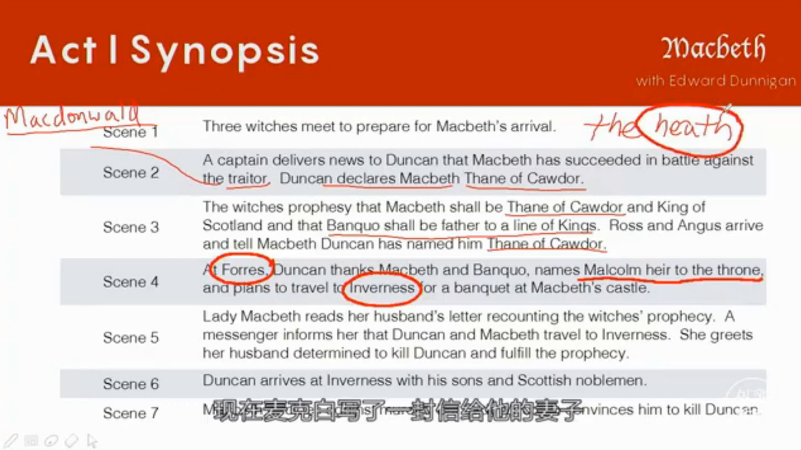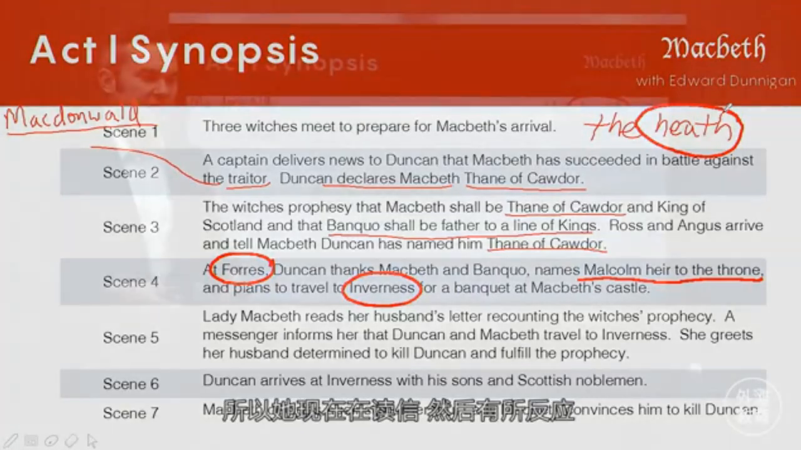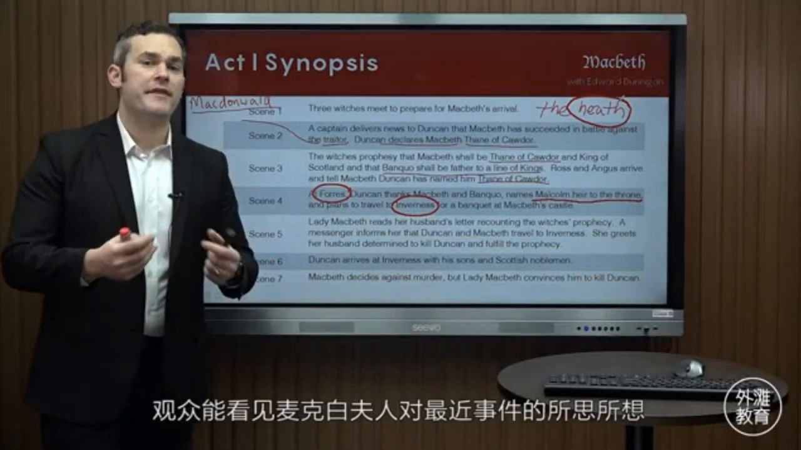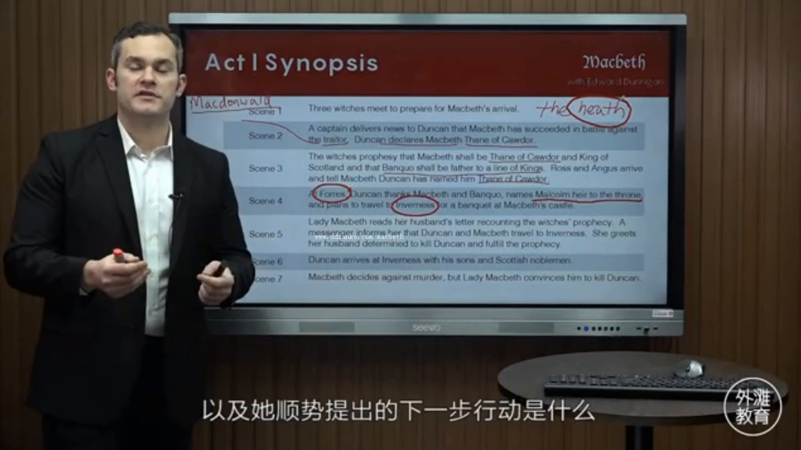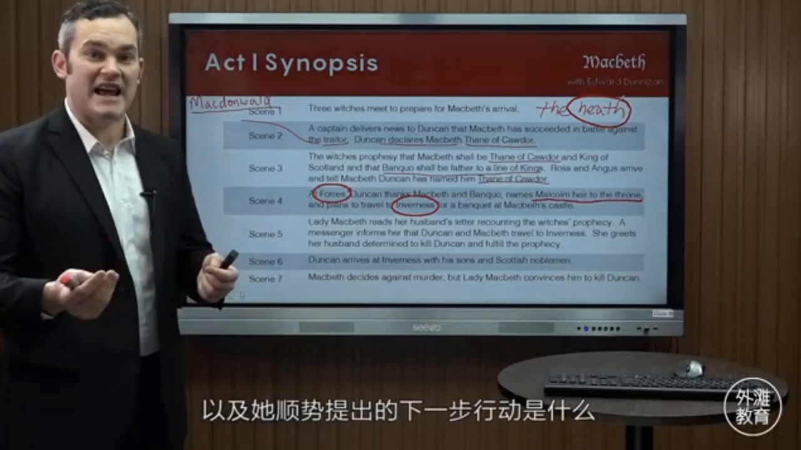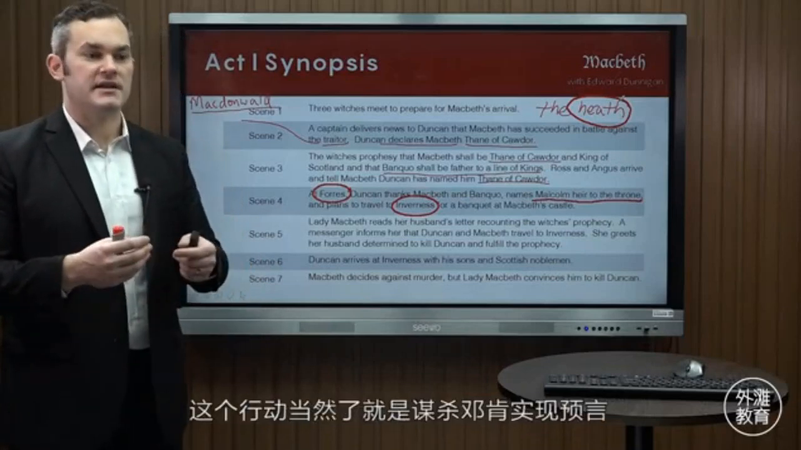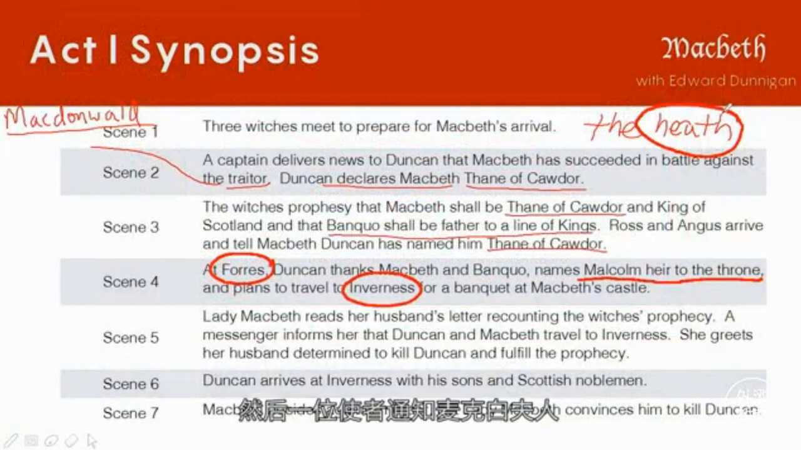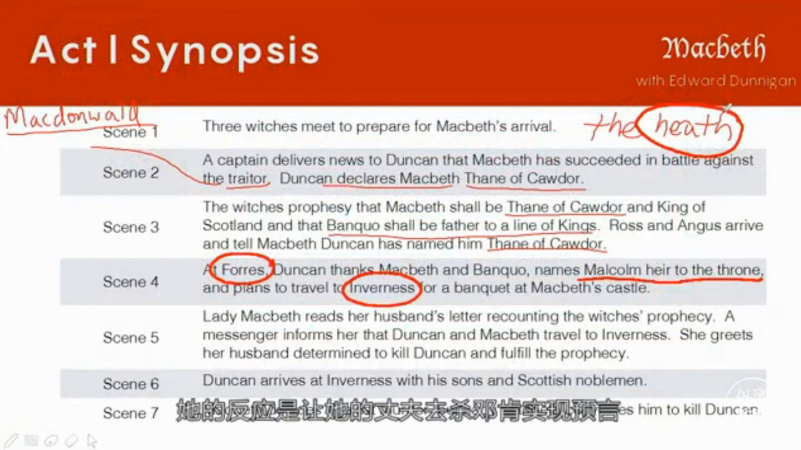Now, Macbeth writes a letter to his wife reporting recent events. And Lady Macbeth reads her husband's letter recounting the witches' prophecy. So she's reading this letter and then she reacts to it. And the audience is able to see what Lady Macbeth thinks about recent events, and what she proposes is the next reasonable action to take, which of course we're going to see is to murder Duncan and to fulfill the prophecy. A messenger then informs Lady Macbeth that Duncan and Macbeth travel to Inverness. She greets her husband, determined to kill Duncan and fulfill the prophecy.